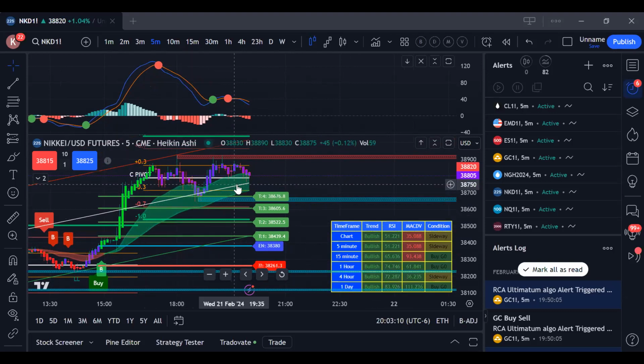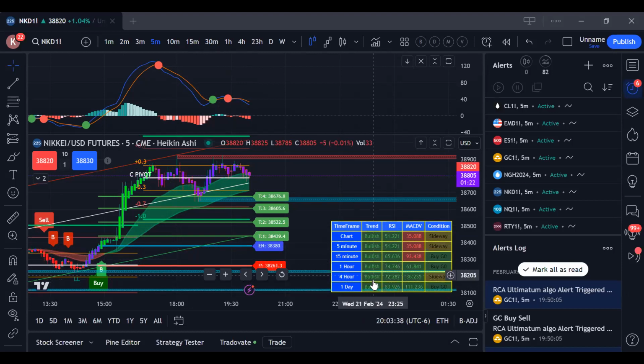Still the cloud is green, so it is better to wait for some more time, right? It is not good to go long because it touched the resistance and is dropping, and it is also not a good time to enter short. So it is better to wait for some more time, because your RSI, if it is green, indicates bullish, right? Especially you can see the trend is bullish, bullish, bullish in all time frames.